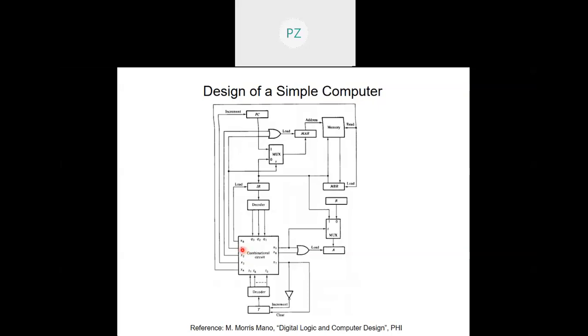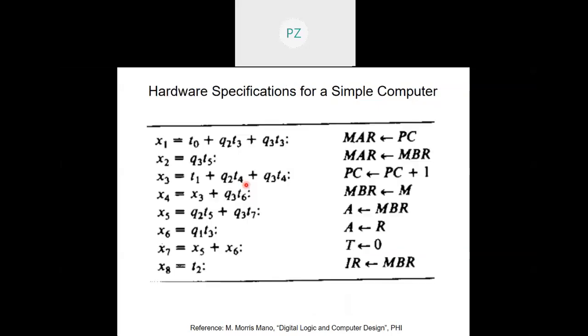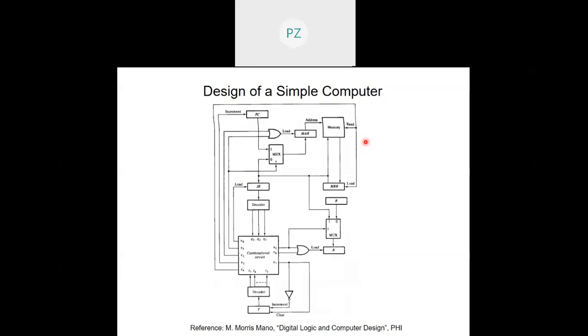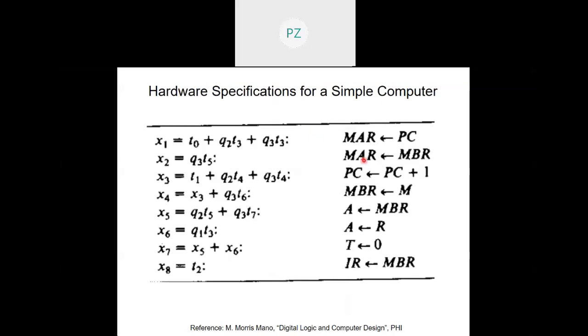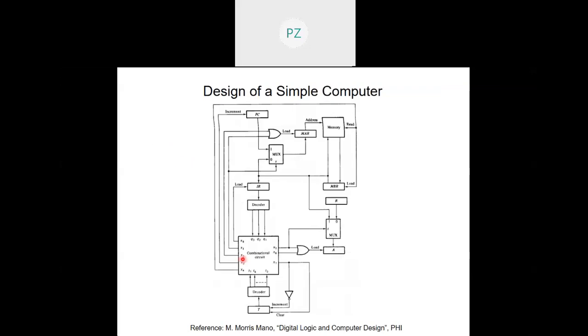Now let us see X1. X1, what does it do? X1 moves PC to MAR. See, X1 is selecting this multiplexer, and when this is high, the multiplexer goes into MAR. So PC goes into MAR. X1 does this. Now X2, see, X2 is here. What does it do?